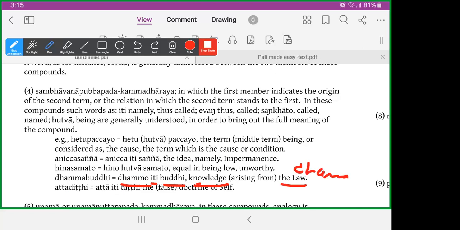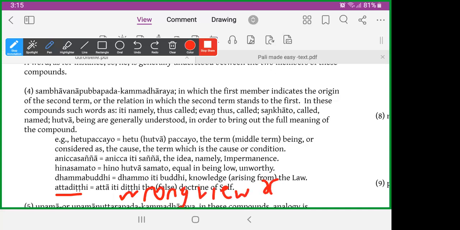Okay. So the next one is atta ditthi. So atta iti ditthi. Atta is self. Ditthi is a false doctrine or wrong view. So the wrong view of self. So generally, we can translate it as a wrong view of self. Okay. Wrong view of self. So atta ditthi.